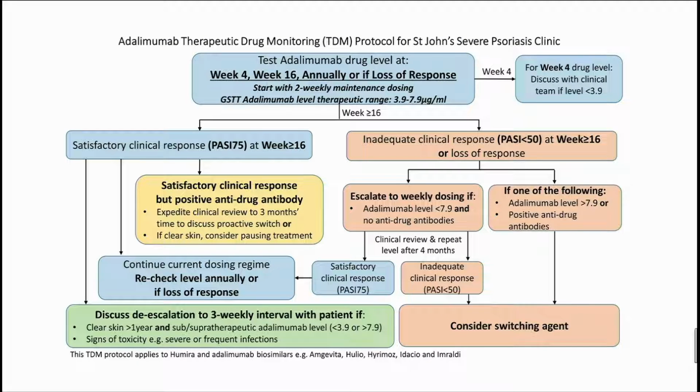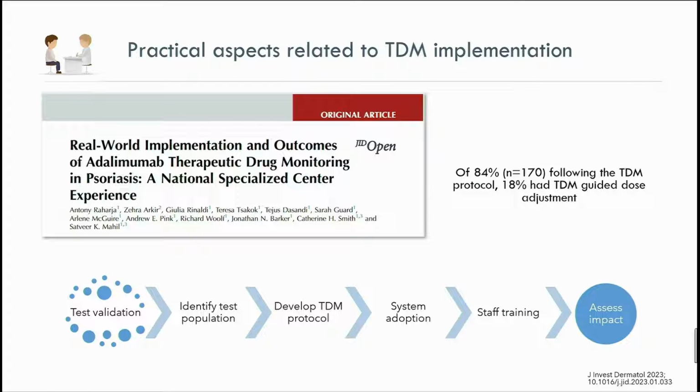So we tried to develop this just locally. We developed an algorithm for adalimumab, based on our data and others that have been published, and then implemented into the clinic. And this paper that we published recently, I think, is useful as a kind of proof of principle, not necessarily about TDM, but how do you introduce new tests? How do you do it?